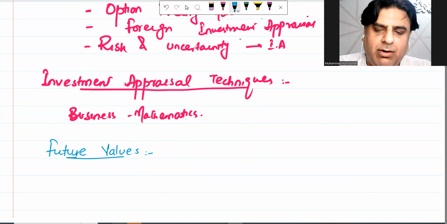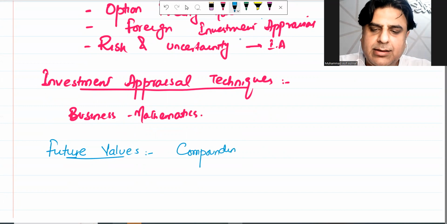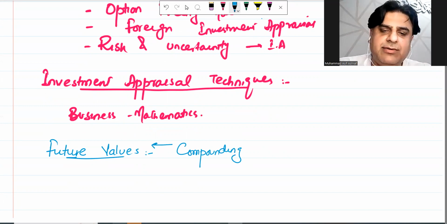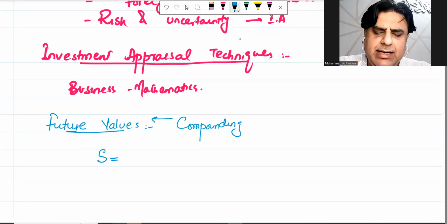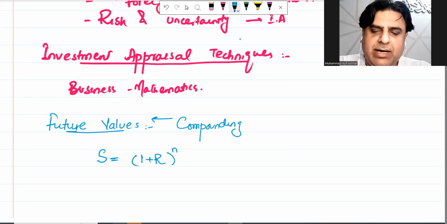Future values, or it is also called compounding. We can say that compounding is a process from which we can measure the future values of any amount. Its formula is very simple. S equals (1 plus R) raised to the power n, into P.